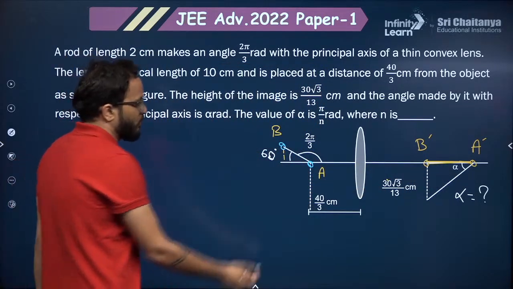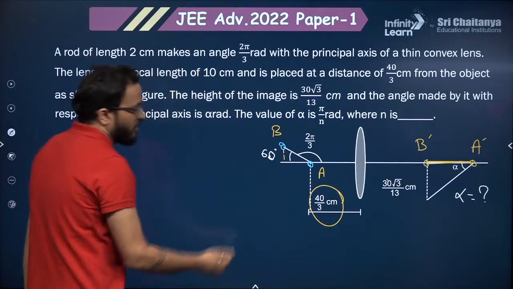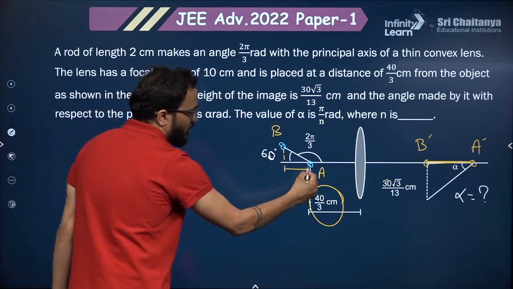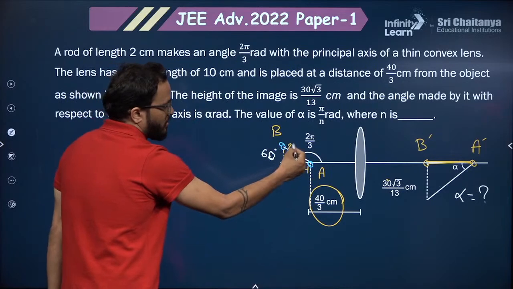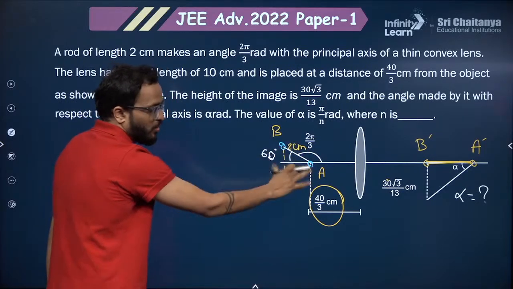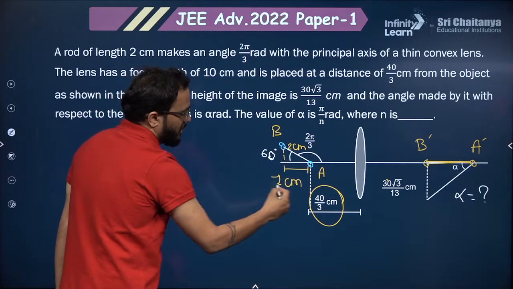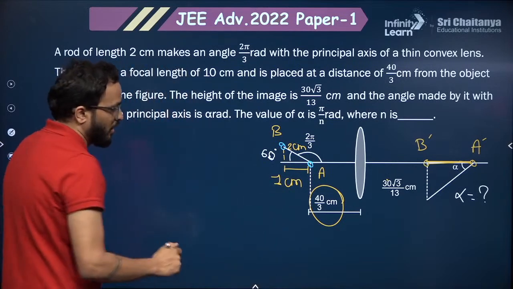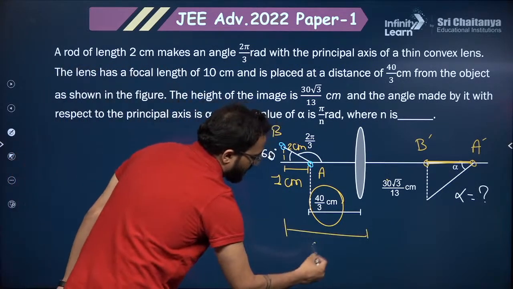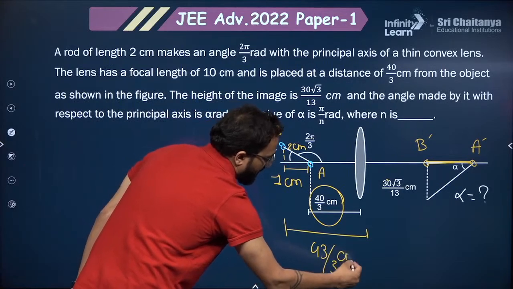How will it come? First of all, this distance is given 40/3. This angle is given, so you can find out this distance. Obviously, this rod is 2 centimeter, so 2 cos 60, what will be? 1 centimeter here, right? So that will be 1 centimeter. So what is this length? This length is 43/3 centimeter.